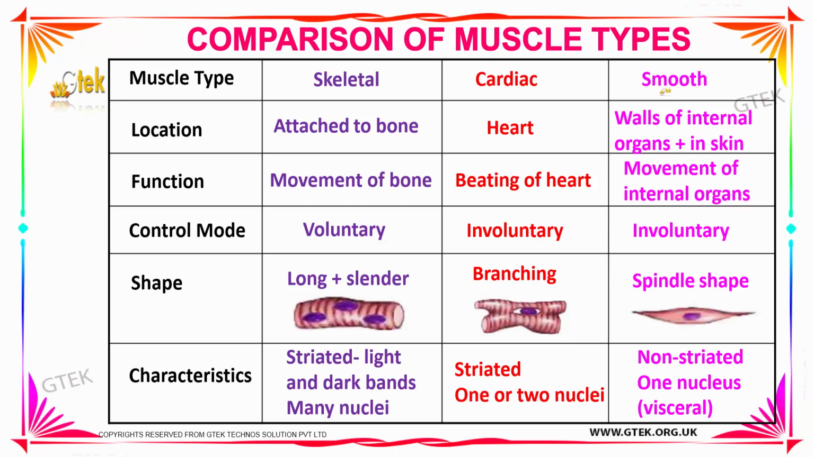If you see, the smooth muscles can be found in the walls of internal organs and in skin. They have the function of movement of internal organs. Their control mode is involuntary. The shape of your smooth muscle is spindle. And their characteristics are non-striated, one nucleus, that is visceral.